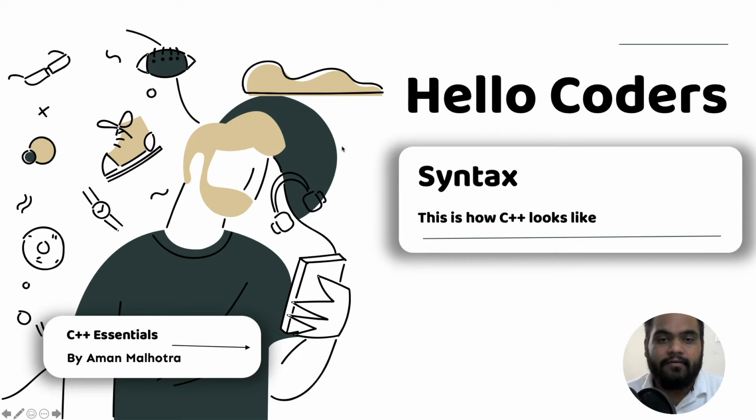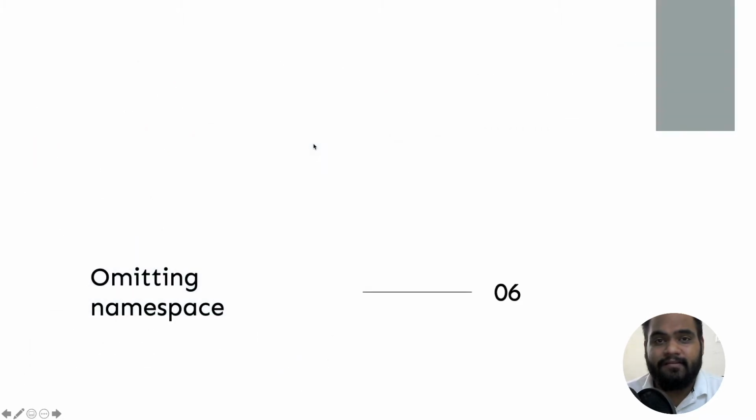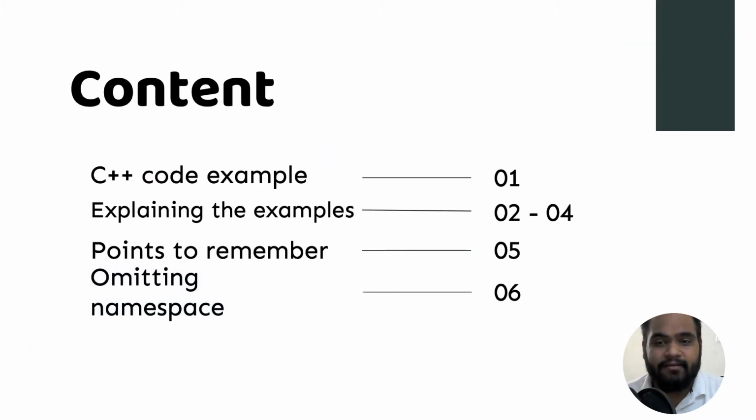Okay, so let's start with the first one and see how we are going to plan this. We have a C++ code example, where we start the code, and then I'll explain the example. Then there are points to remember, such as what is omitting and what is namespace. Probably all these four points are the ones you should keep in mind and see how to go about them.